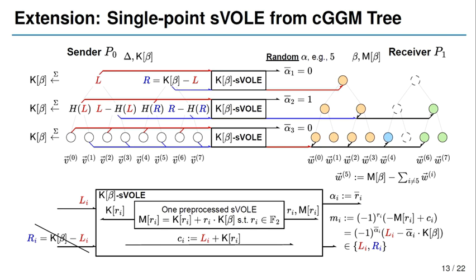And in the construction of this k-beta SVOLE, we require one spatial SVOLE with the global key k-beta. And this spatial SVOLE is to ensure that the choice bit r_i of alpha_i is a uniform bit. And using k-beta SVOLE, the sender only sends one additional message to the receiver. And the receiver can use this message to recover the left or the right sum of the sender's GGM tree for each level.